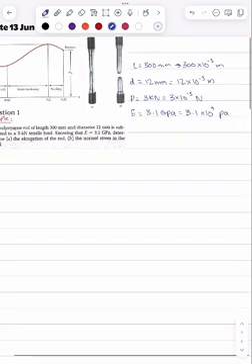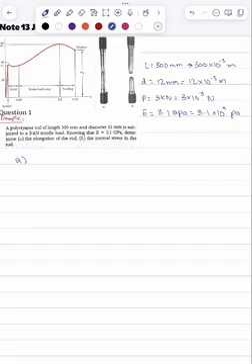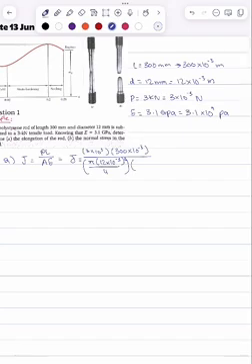A. Elongation equals PL over AE, equal 3 times 10 power 3, 300 times 10 power minus 3 over pi times 12 times 10 minus 3 over 4 power 2, 3.1 times 10 power 9, equal 2.57 times 10 minus 3.